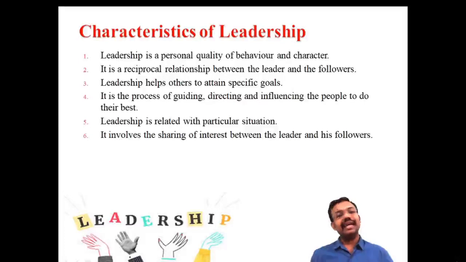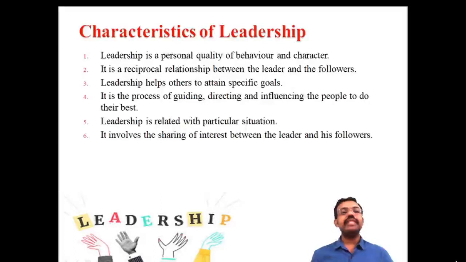And the third one, leadership helps others to attain a specific goal. Leadership is a process of instructing and inspiring your subordinates to achieve the organization goal. So here, the leader always tries to help your employees attain your specific goal. That's one of the important characteristics of leadership: it helps to attain the specific goals of the organization.